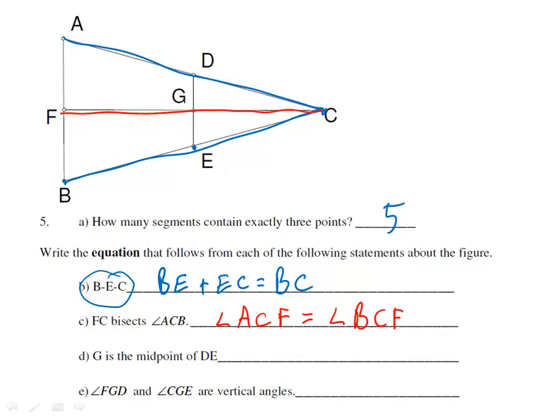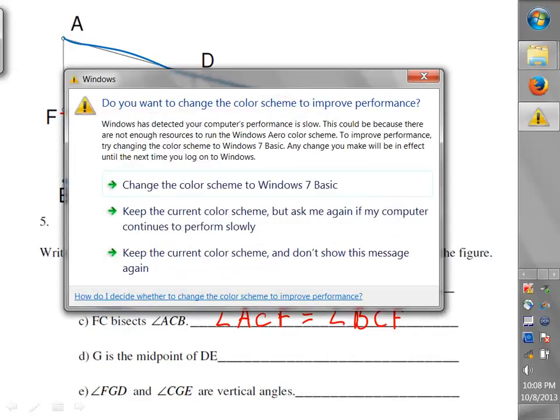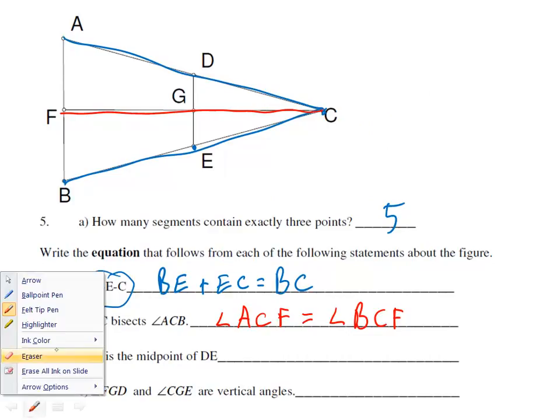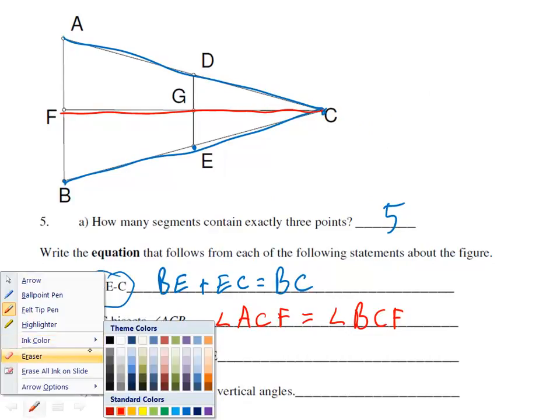I suppose you could also say angle BCF plus angle FCA equals angle BCA. But this is the most likely one for you to say. This is the one, because that's what an angle bisector does. It creates 2 equal angles. It splits a larger angle into 2 equal angles that go together to make up the larger one.